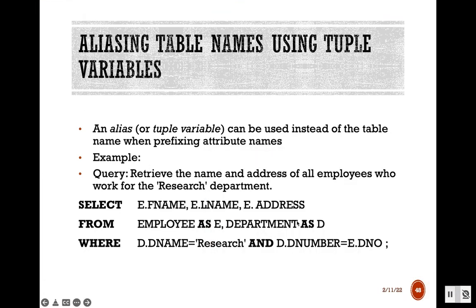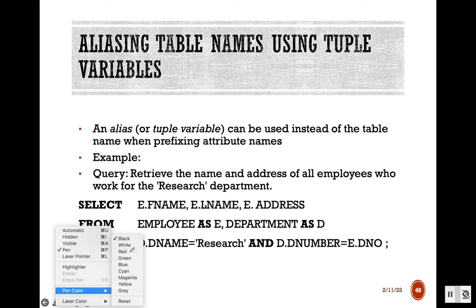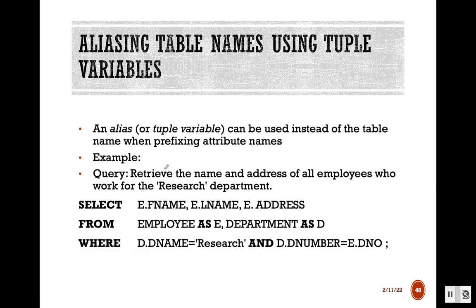So we can actually use an alias for our table name. Remember when we write some condition, say dname equals research, we're assuming that each of the names in the schema diagram is different.